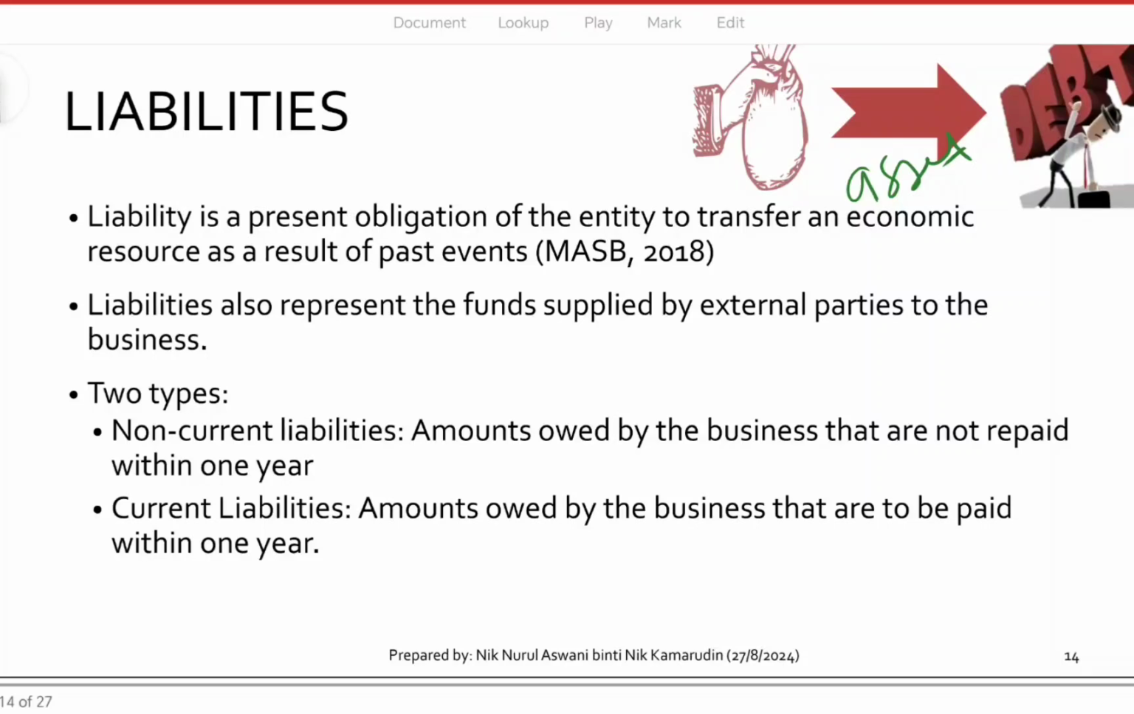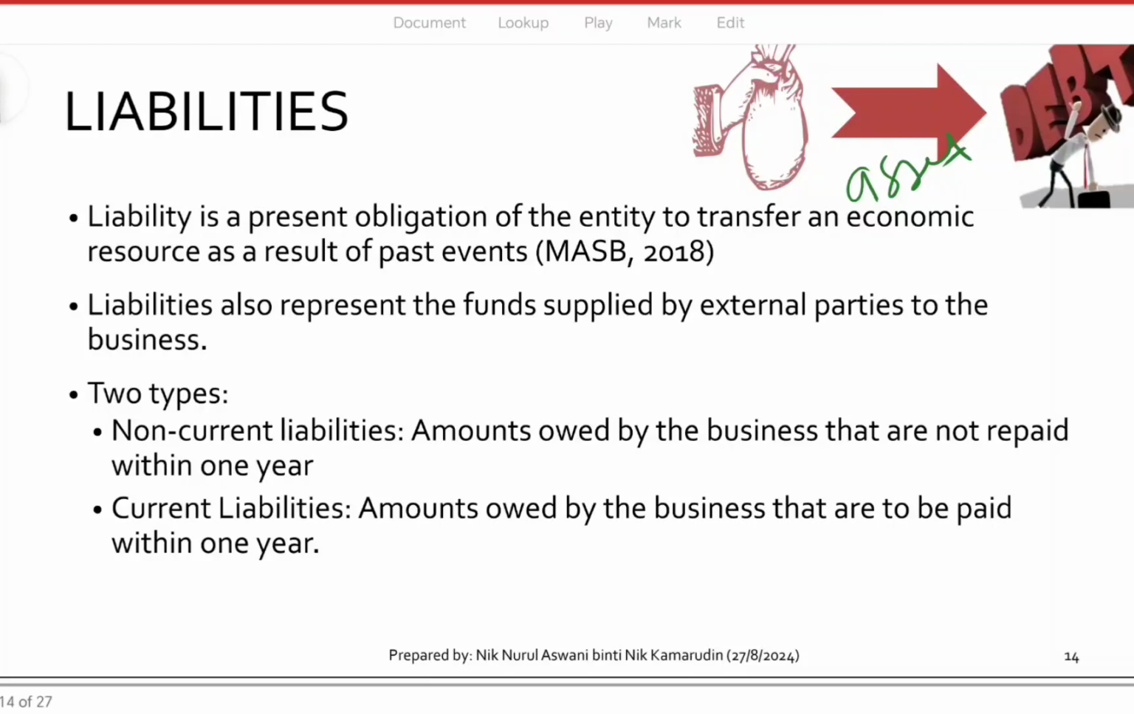For example, if you took a loan, you have an obligation to repay the loan in the future. When we make the repayment, we are going to use our cash, either cash in hand or cash at bank, but that cash is an asset. So we are going to transfer an economic resource to another entity. We have the obligation to transfer assets as a result of a past event, because you took the loan and agreed to the contract made by the bank, and we agree to make a repayment in the future. Liabilities also represent the funds supplied by external parties to the business.